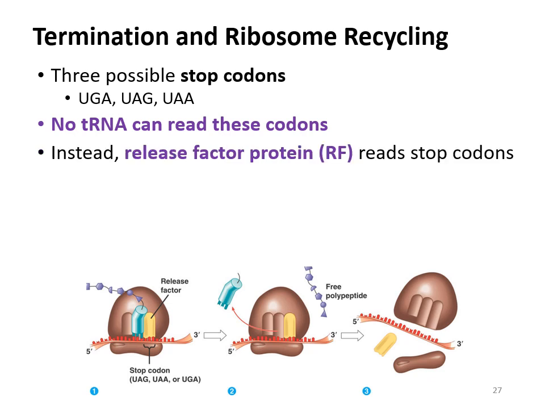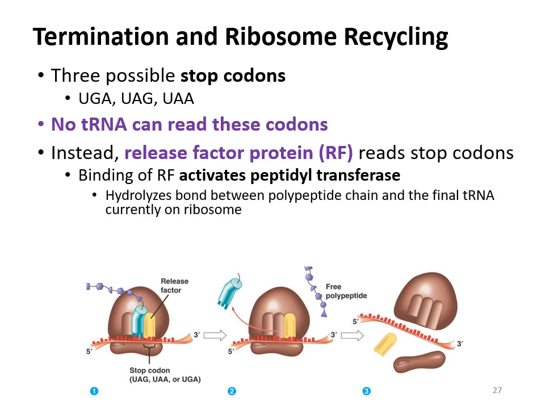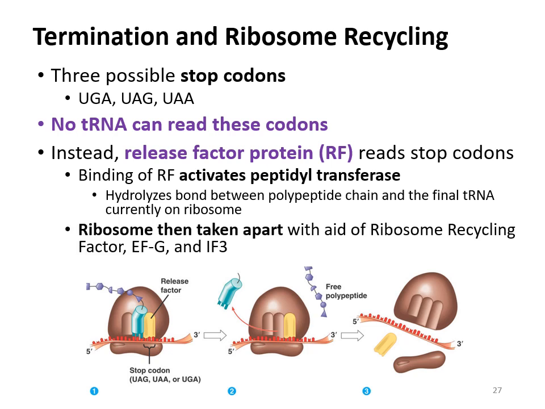Now, instead of tRNA being able to read these codons, release factor protein reads these stop codons, meaning RF, or release factor protein, is the only protein that can bind at this location, and when it does, it triggers this event of peptidyltransferase now breaking apart or taking away the final protein, and the rest of the ribosome is broken apart to be recycled so that it can go elsewhere and help basically conserve resources and help synthesize proteins for the next batch.